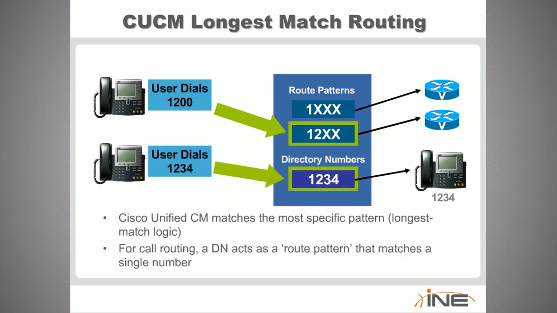The user dials 1234, that's even more specific. Now that happens to be a registered directory number. First of all, directory numbers can contain wildcards. They don't have to be as specific as most people are used to provisioning them, and there might be reasons why we want to do that at some point.